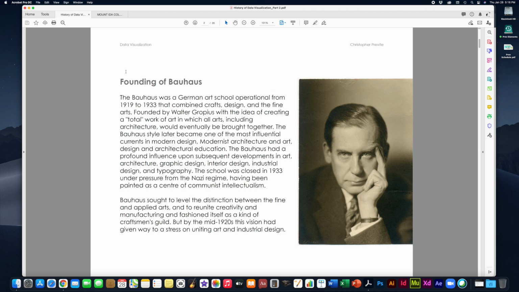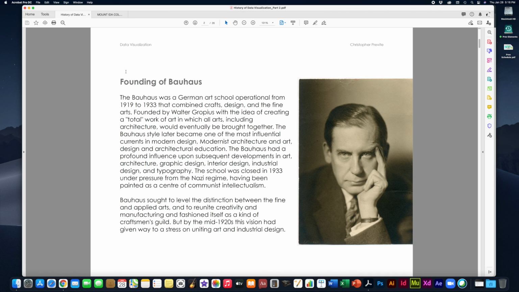The Bauhaus also was important for developing a specific type of visual style. So not only did they have an academic style of teaching and a way of creating curriculum for students to learn from, but they had a specific type of style of design that they came up with. And this was very influential to modern artists, modernist architecture and art, design, and architectural education. The Bauhaus had a profound influence on the subsequent development in art, architecture, and graphic design, as well as interior design, industrial design, and typography.